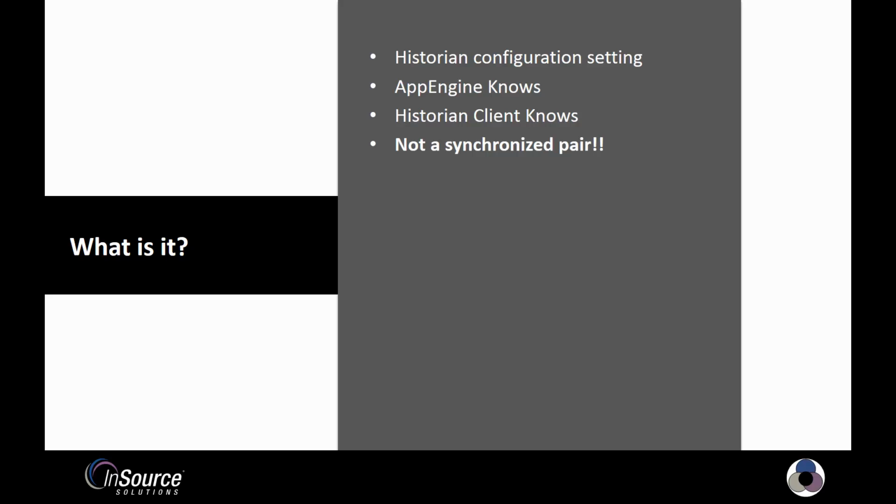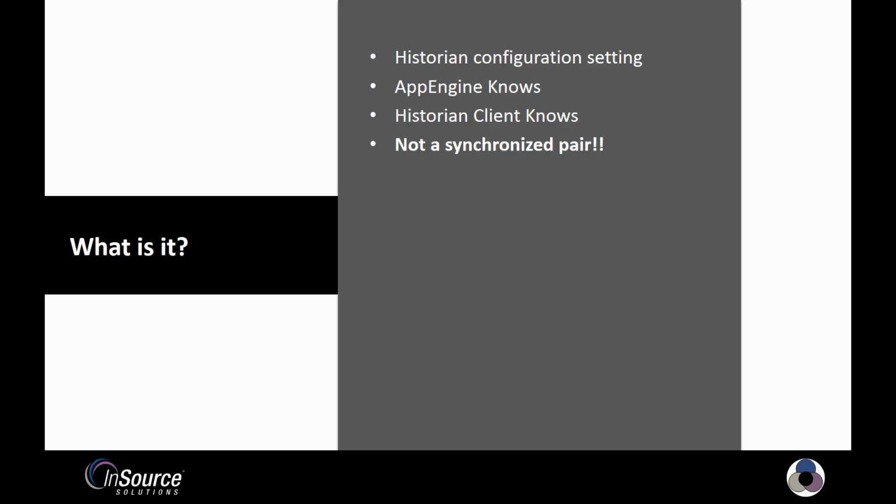This setting is actually a configuration setting of the historian itself under the system parameters, and it's specific to be used with System Platform. So the application engine knows about it. There's an attribute in the app engine that, once you define it in the historian, the app engine sees this, as well as the historian client.